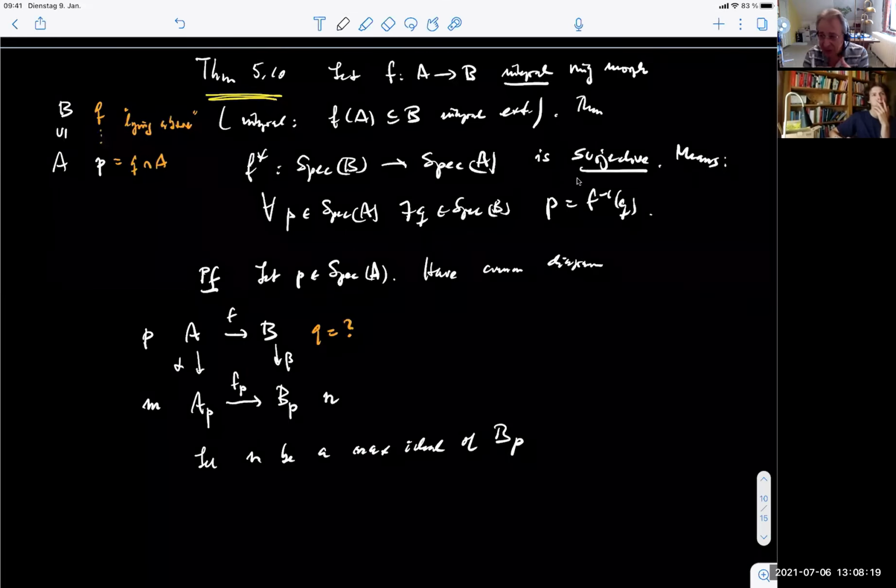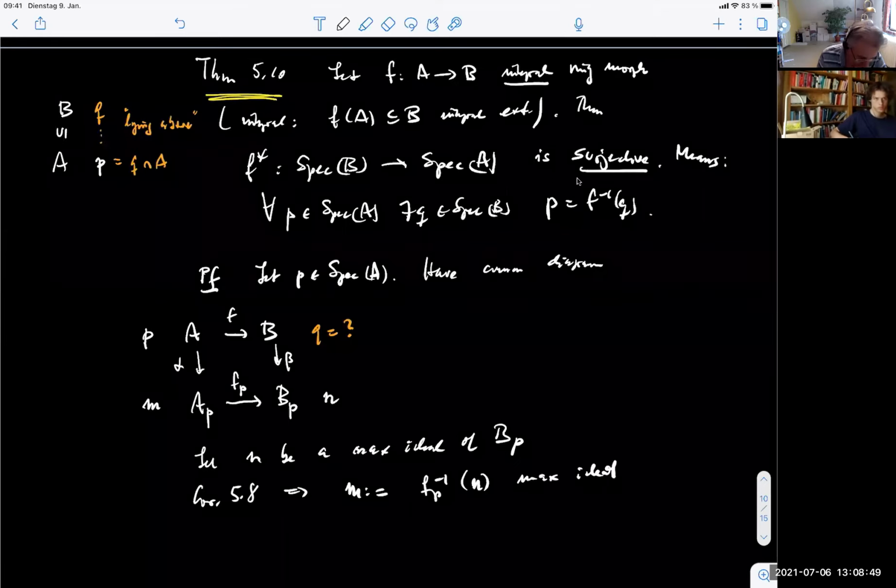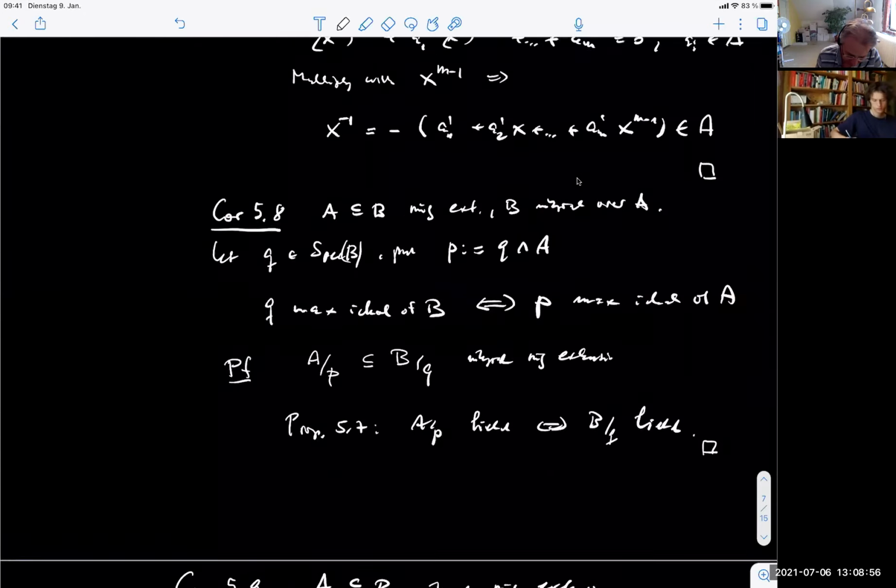We can go. Every ring which is non-zero has a maximal ideal. So you need to check BP is non-zero. You check it yourself. So there exists a maximal ideal. And then by the corollary 5.8, we see that if I contract it with FP, I get a maximal ideal of AP. So the corollary 5.8, let me maybe go back to check.